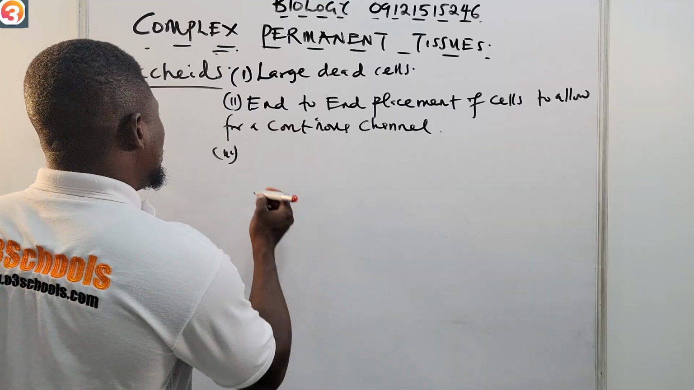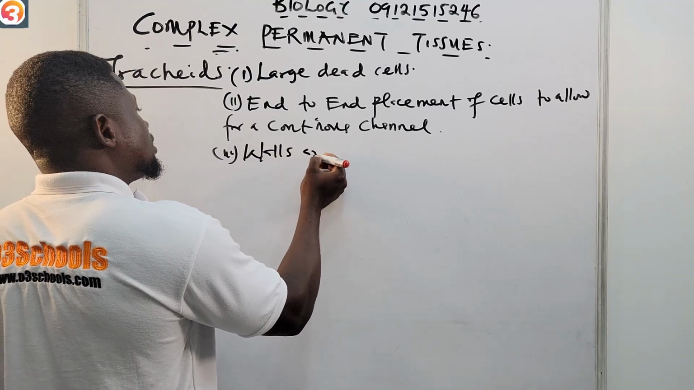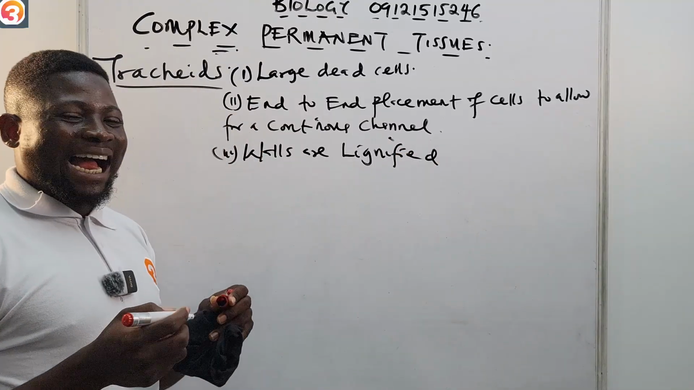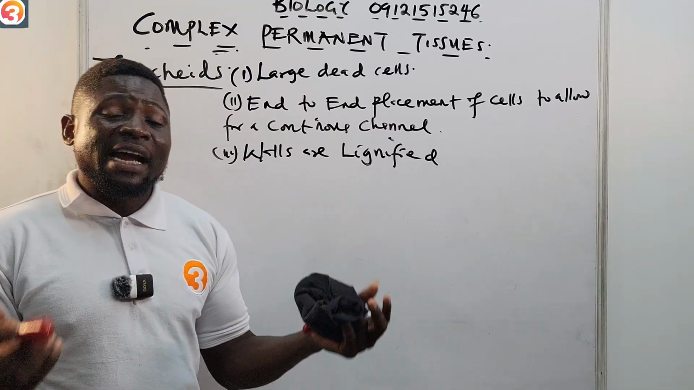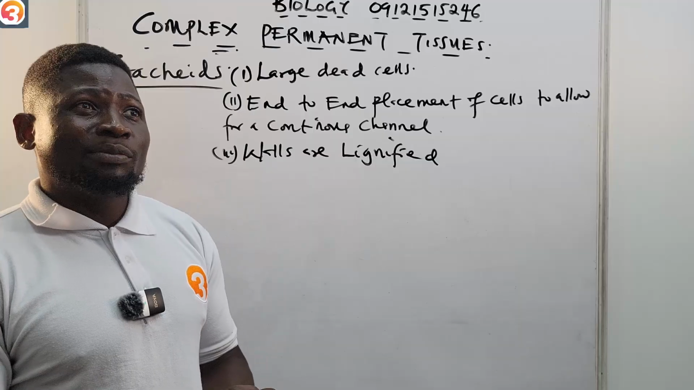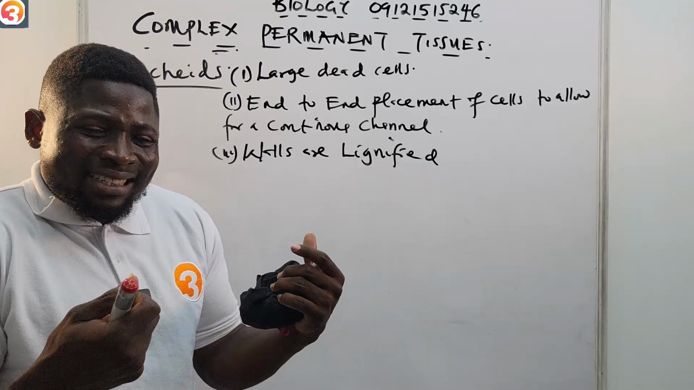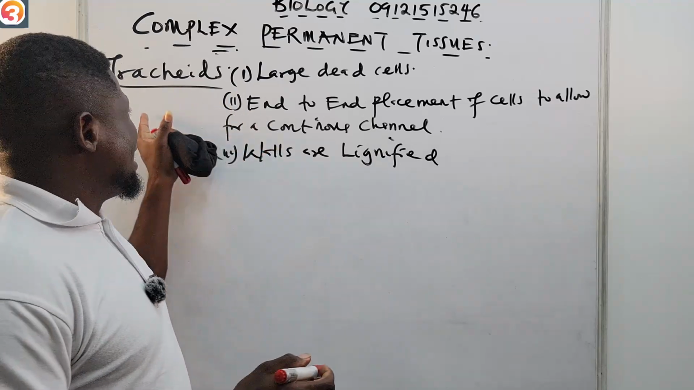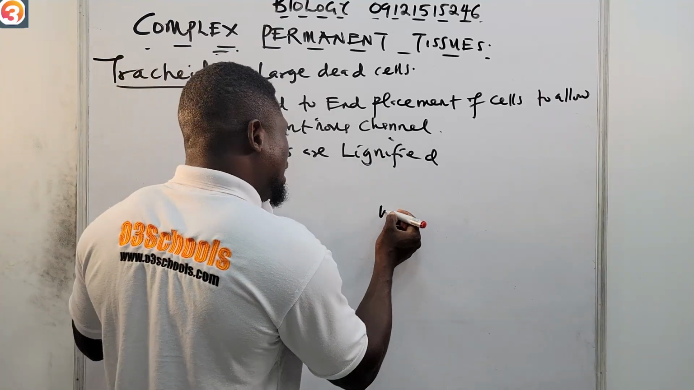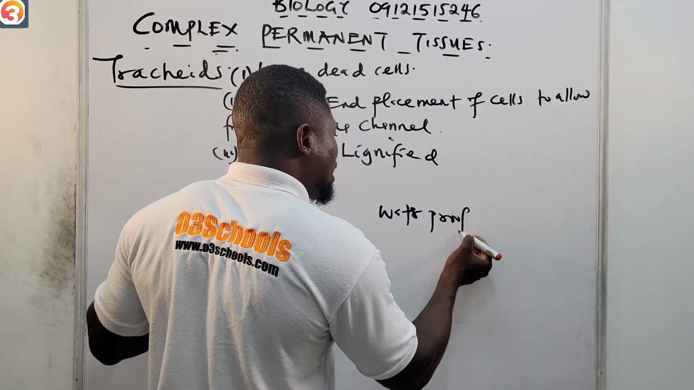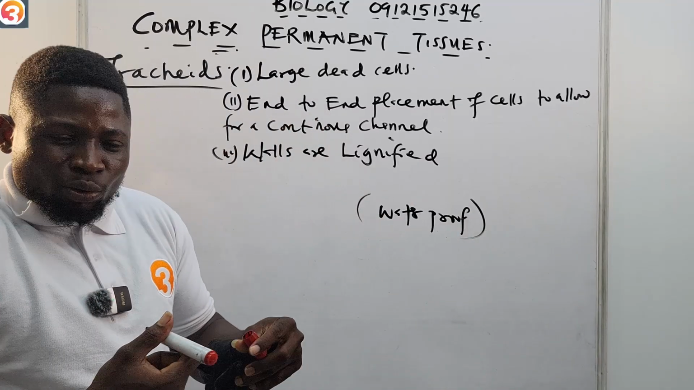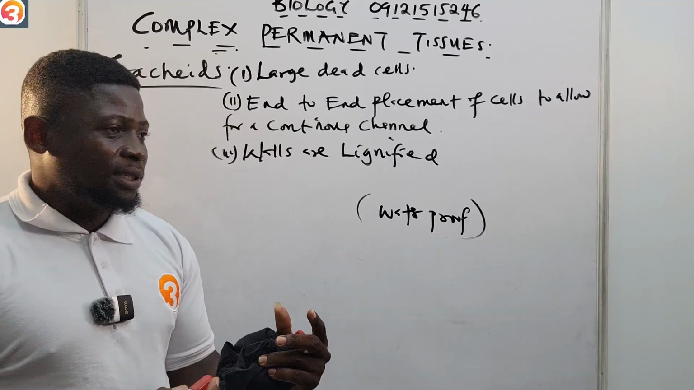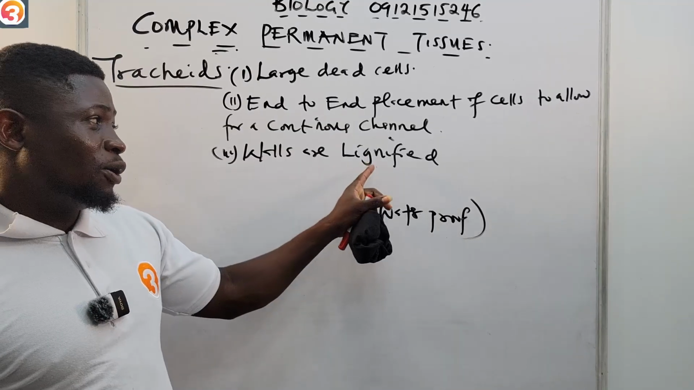Then number 3, walls are lignified. By walls are lignified, what it simply means is just like waterproof, to strengthen the xylem. The walls of the tracheids are lignified, just like waterproof, so that they can hold that water tension as it passes across it, so that it does not collapse. That's what we mean by lignification.